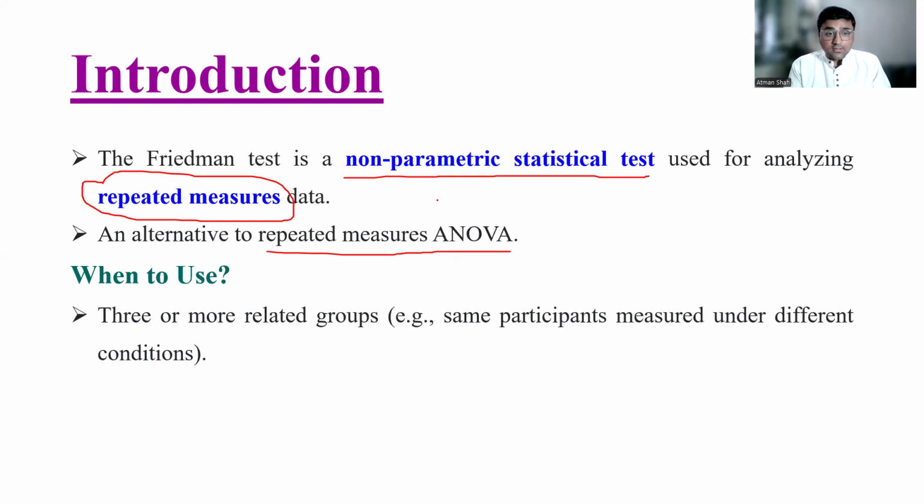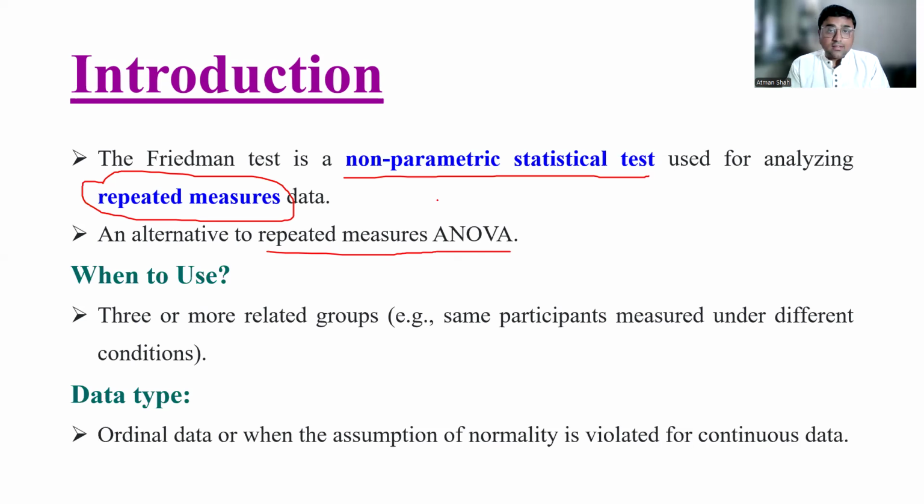So when to use it? When we have three or more related groups. That means same participants measured under different conditions. And what kind of data do we need? Either ordinal data or when the assumption of normality is violated for continuous data.